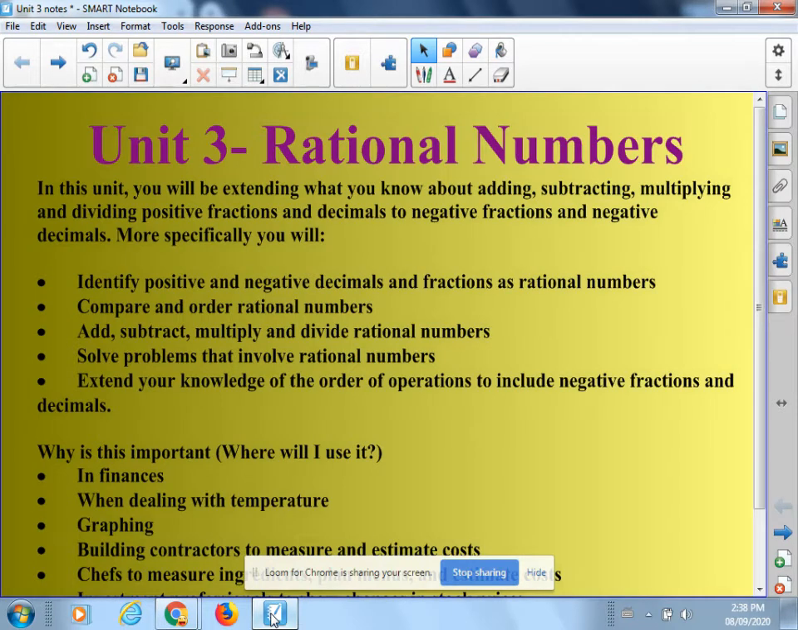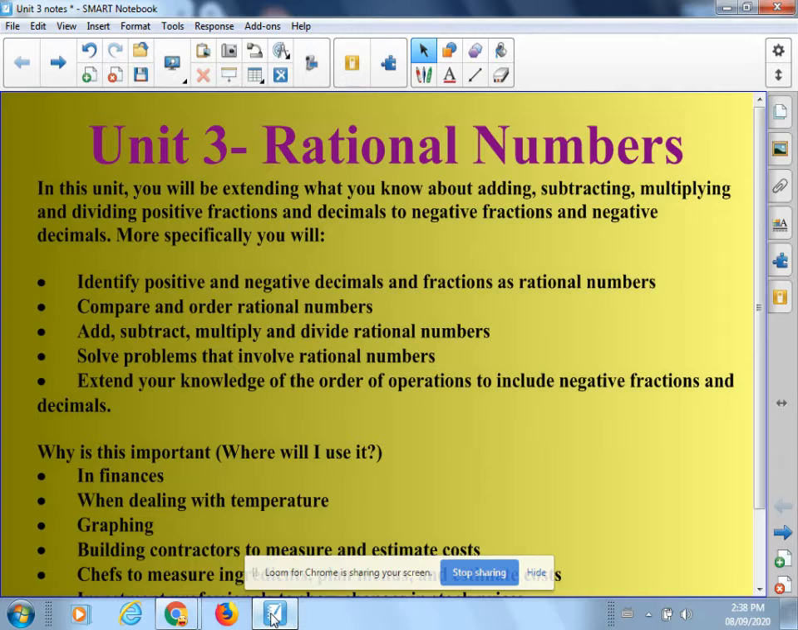Welcome back to class. Today we are going to be beginning Unit 3, which is rational numbers. On the page you can see that the first slide in our notes today is just telling you what you are going to be expecting to be able to show that you know at the end of this unit.